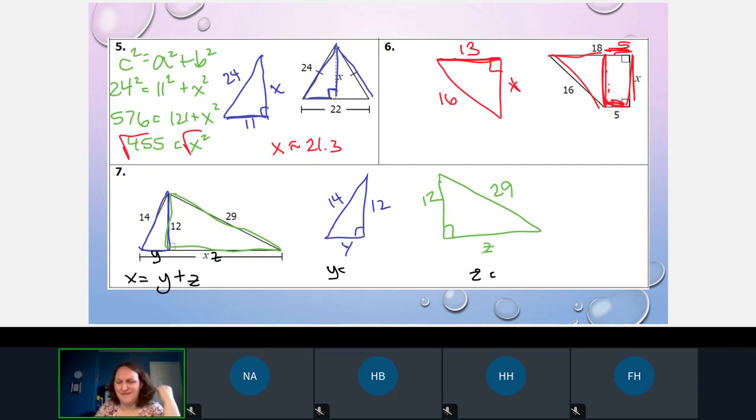Ooh, Haley. Impressive with the approximate symbol. Nice.